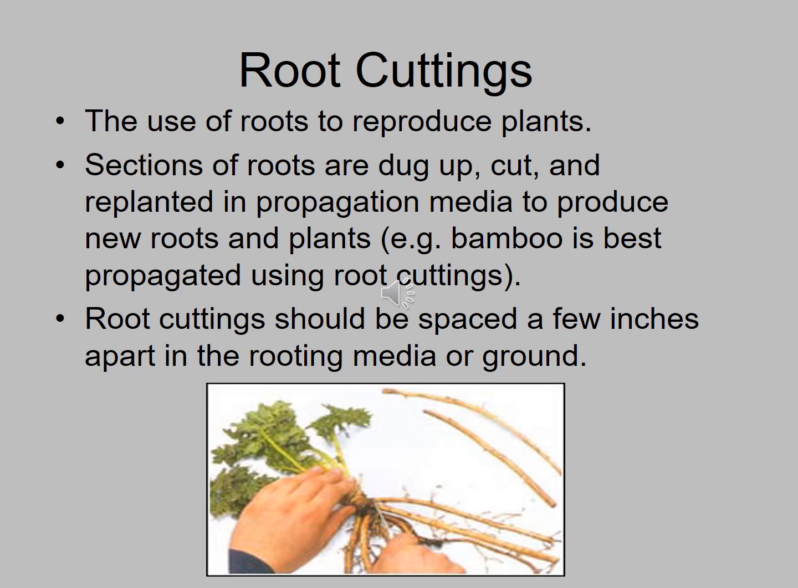Bamboo is a good example of a plant that is propagated using root cuttings, usually taken in the winter, and that's pretty much the only way you can do it. Sometimes you can do it by divisions, pulling the big clump apart, but if you want completely new and small plants, you use root cuttings.